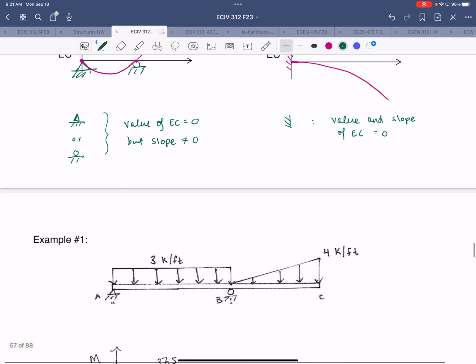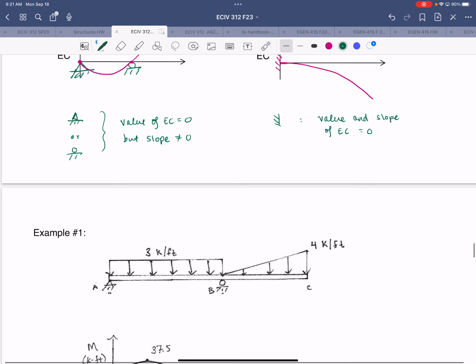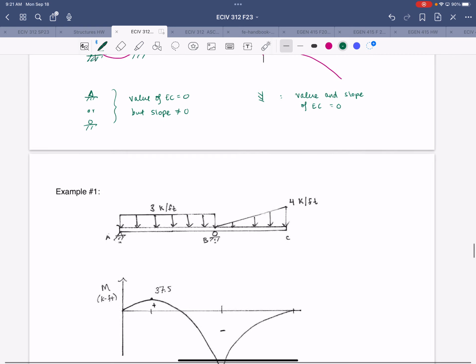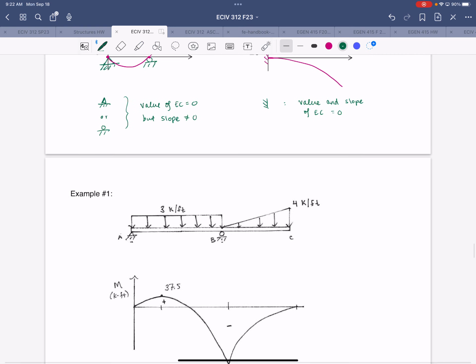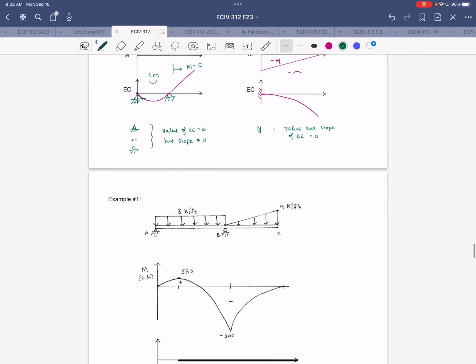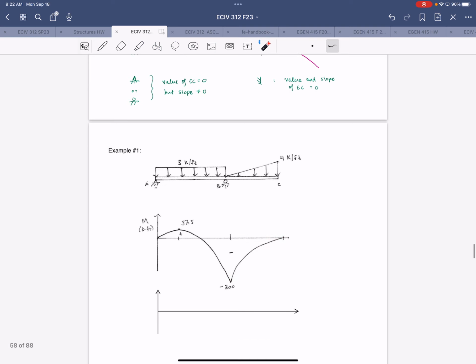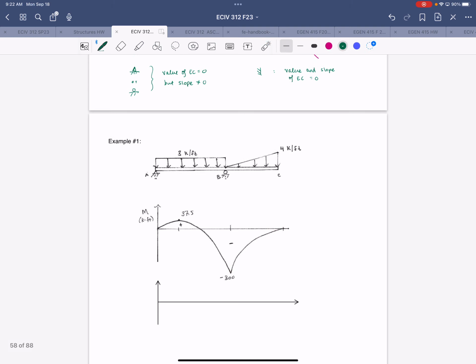All right, so now we'll do some more interesting examples. Here we have a simple beam with an overhang and some loading applied. Moment diagram is given. All right, so moment diagram from A to B would be quadratic, because the load is uniform. And from B to C, that moment diagram would be cubic, since we have a linearly increasing load.